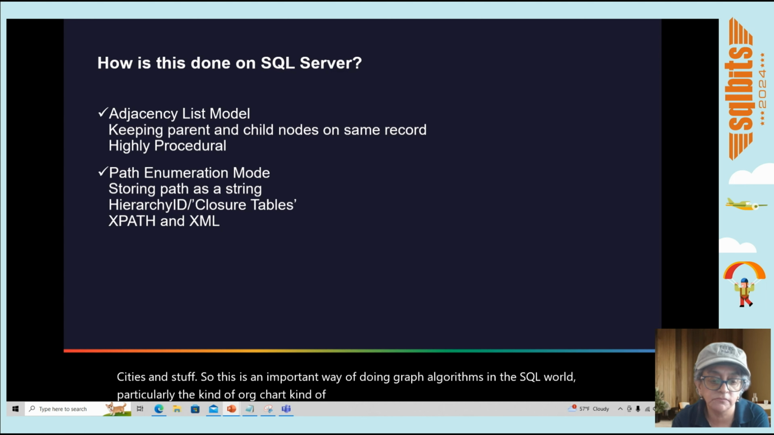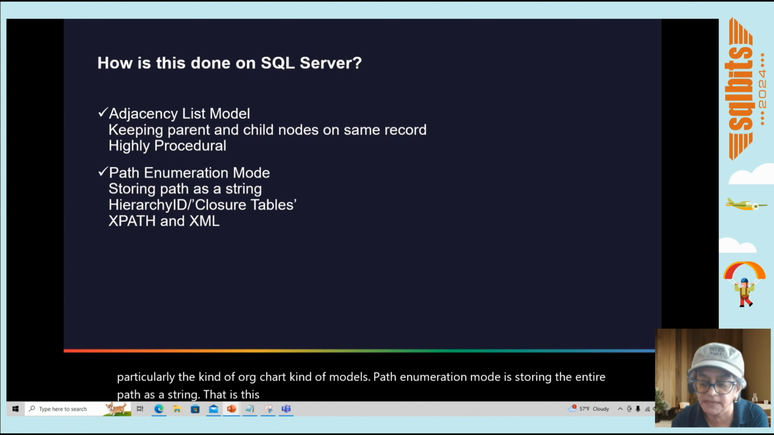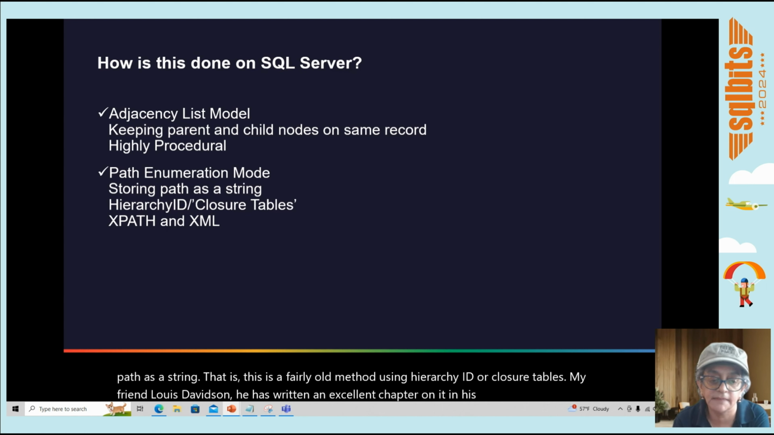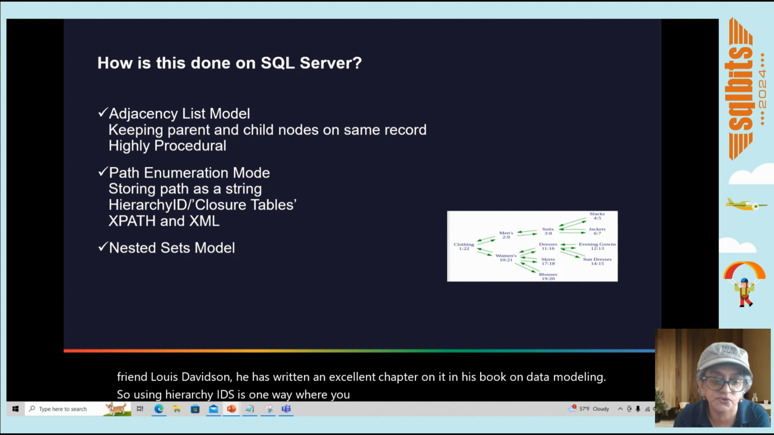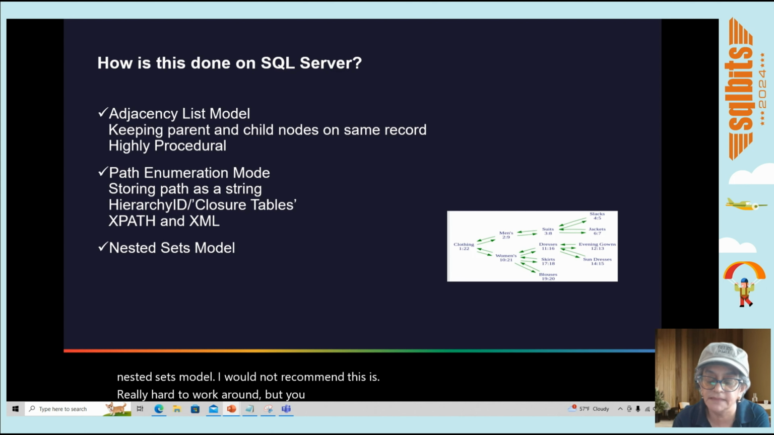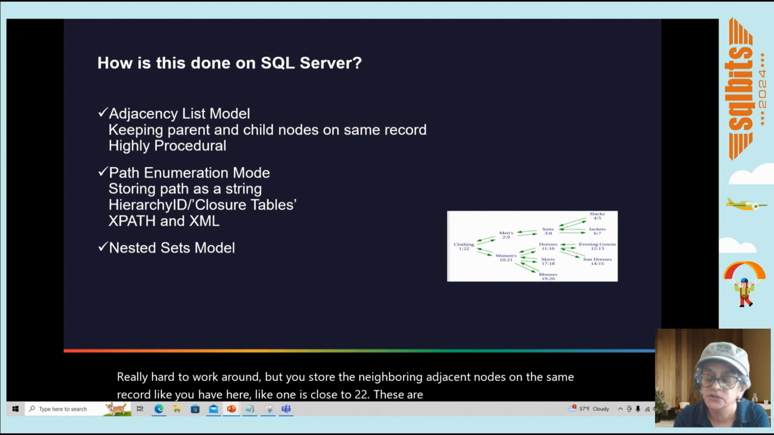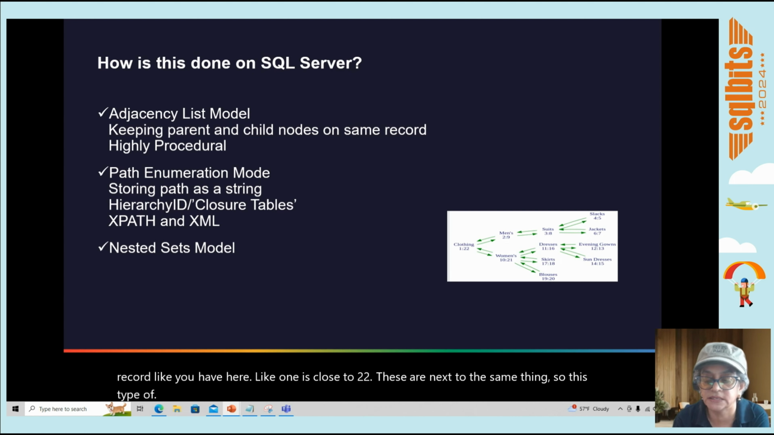Path enumeration model is storing the entire path as a string. This is a fairly old method using hierarchy ID or closure tables. My friend Louis Davidson has written an excellent chapter on it in his book on data modeling. So using hierarchy IDs is one way where you store the entire path as a string. And then the nested sets model, I would not recommend this. This is really hard to work around, but you store the neighboring adjacent nodes on the same record, like you have here. Like 1 is close to 22. These are next to the same thing. So this type of modeling is one way of doing it.